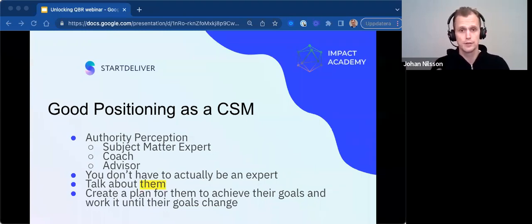And this is something we go into depth in our Impact Academy, but I want to share a few things, how we work on this. And it's a key thing to really get the most out of the business review. We need to go into the meeting with the right position. That's going to make probably the biggest difference as well.